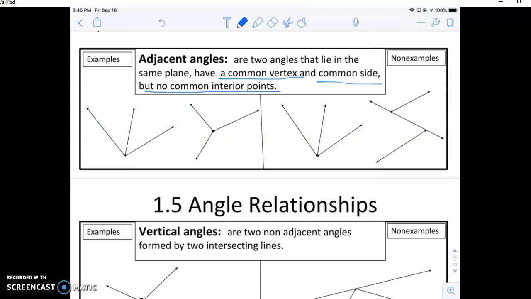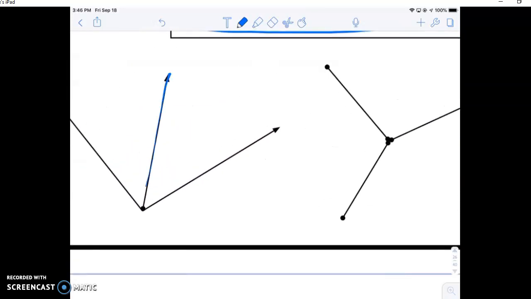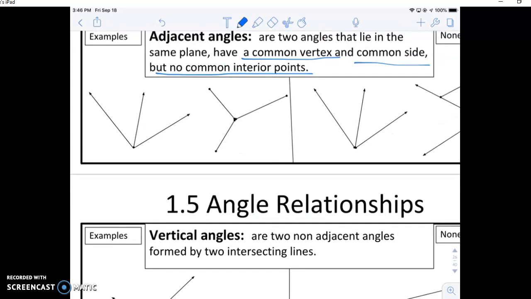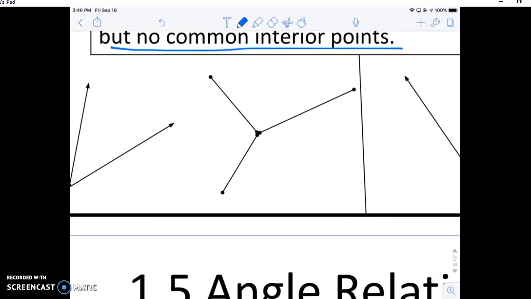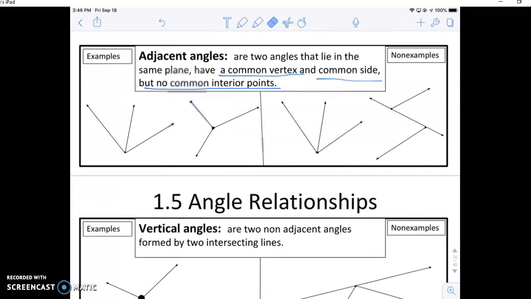Interior points is if we looked at this angle right here. An interior point means a point that's on the inside of the angle. So that could be an interior point. All of these could be interior points. They're points that are scattered throughout that angle. And then this would be another example of adjacent angles. They share a common vertex. They share a common side. And they don't share any interior points. So those would be examples of adjacent angles.